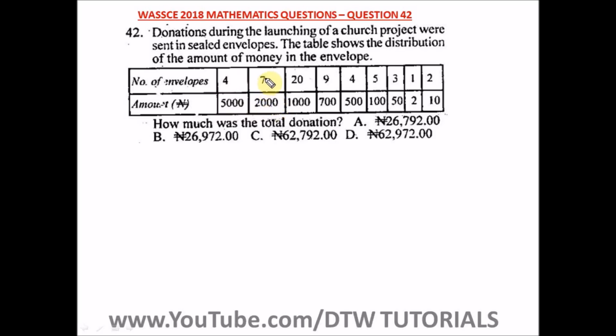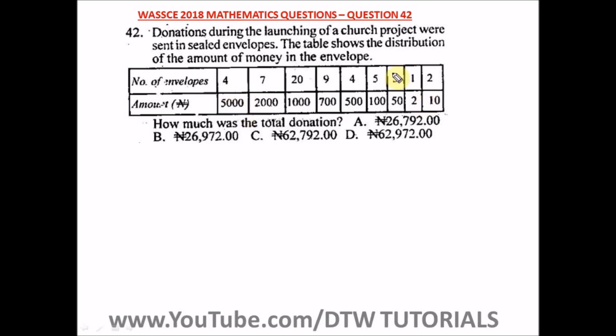For 2,000 naira you have 7 envelopes. For 1,000 you have 20. For 700 you have 9. For 500 you have 4. So to get the total donation, all we need to do is multiply: 4 times 5,000 plus 7 times 2,000 plus 20 times 1,000 plus 9 times 700 and so on till we get to 2 times 10 naira. I hope we understand this.